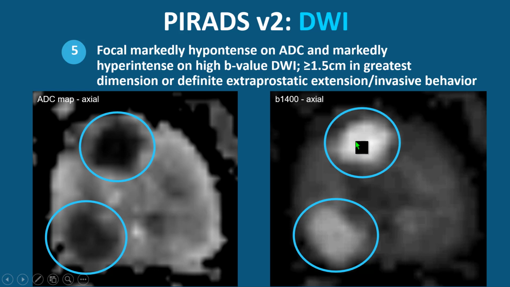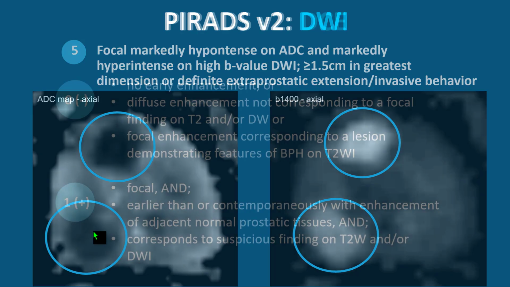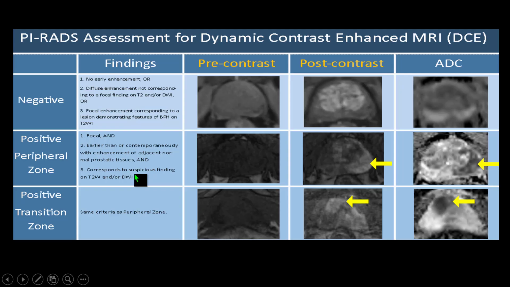But again, in the transition zone, T2 is dominant. This could be a BPH nodule. But this certainly in the peripheral zone is a cancer, a PI-RADS 5. Now with contrast it's easy.